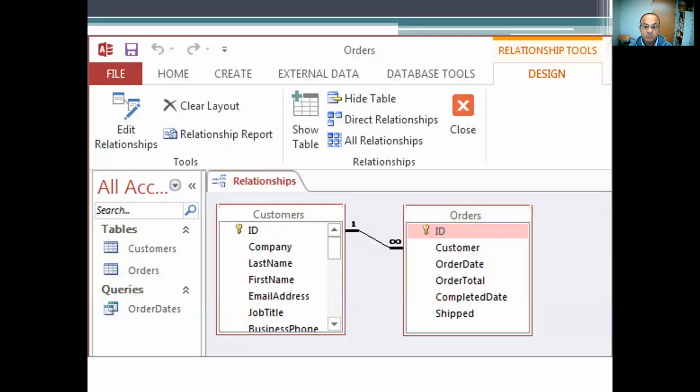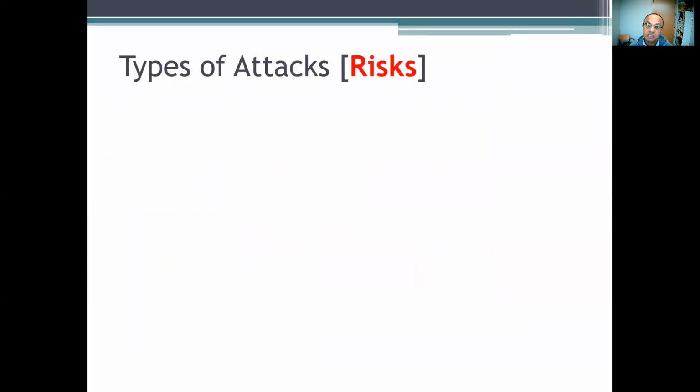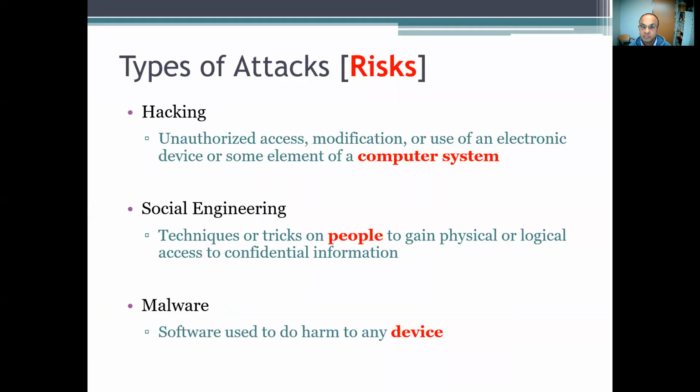Then in chapter 4, we start talking about building a real database using Microsoft Access, where we start building tables, forms, queries, and reports. And then we start to investigate the data to see what are the risks that can hit the database. And we focused mainly on 3 types of risks: either hacking or social engineering or malware. We say hacking will attack usually the computer system. Social engineering usually attacks the individuals. And then malware, any device that we could have on the database.